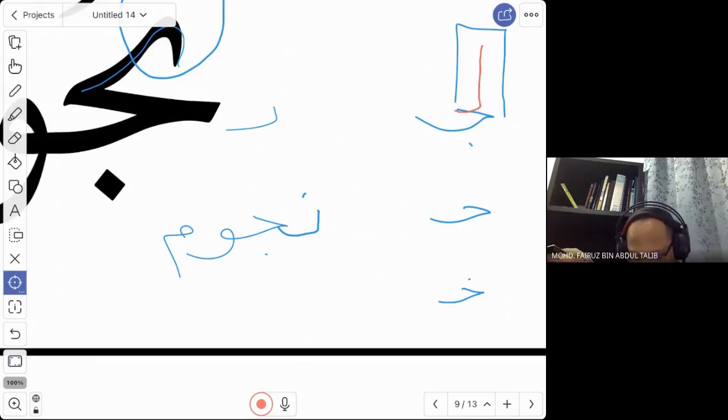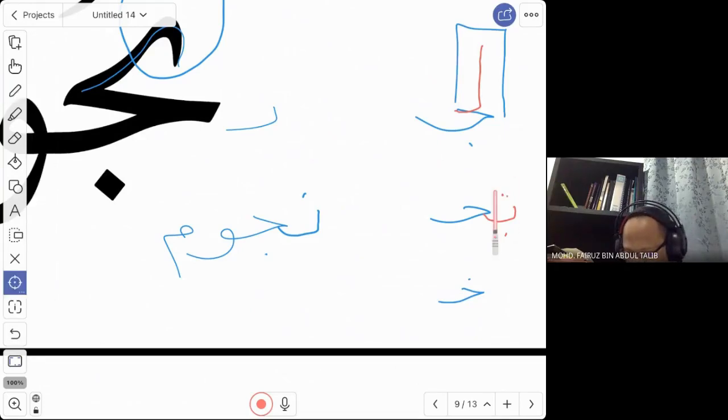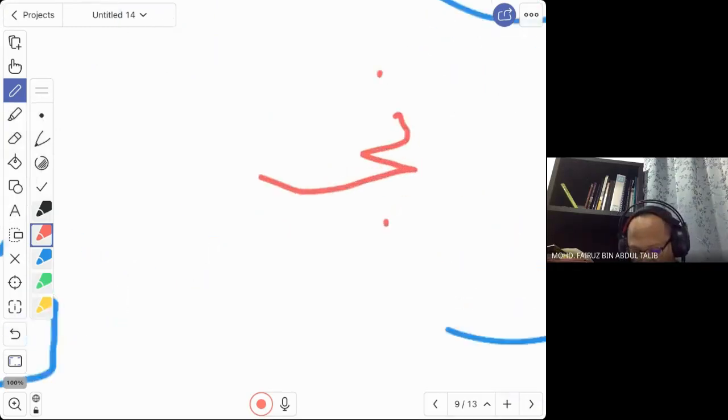Another example, like the word ba, the word nun, the word ta, and so on. So in this case, what will happen? It is the same thing. You can bring this letter over the letter jim or ha or kha just now. So what will it look like? It will look like this. You can do this, nun and jim.